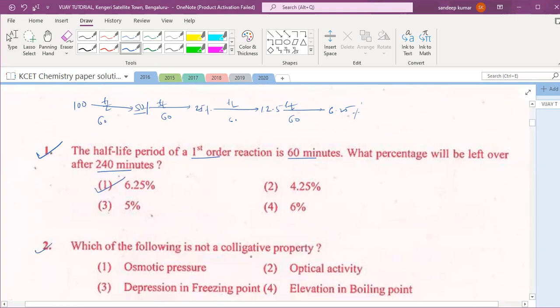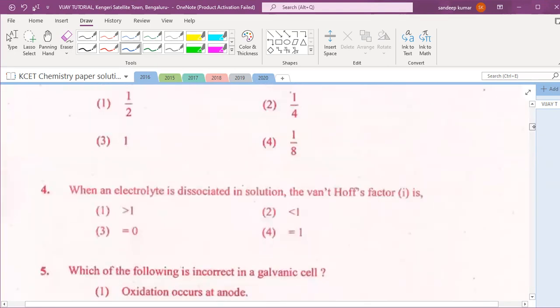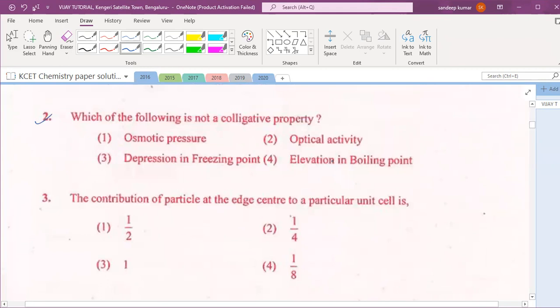Next question. Which of the following is not a colligative property? As we know that there are 4 colligative properties, right? Relative lowering of vapor pressure, elevation in boiling point, depression in freezing point, and osmotic pressure. So this is a colligative property, this is a colligative property, osmotic pressure is also a colligative property. Optical activity is not a colligative property.